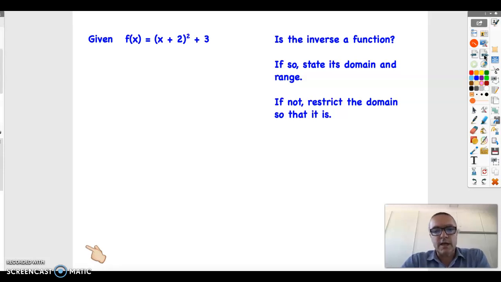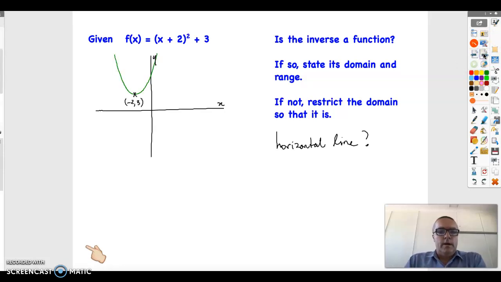It's a good idea to start with a sketch, so I'm going to give you a moment to sketch that function and to think about those questions for a moment. There's a sketch of the quadratic function. We've got a parabolic shape that has a turning point at -2, 3.